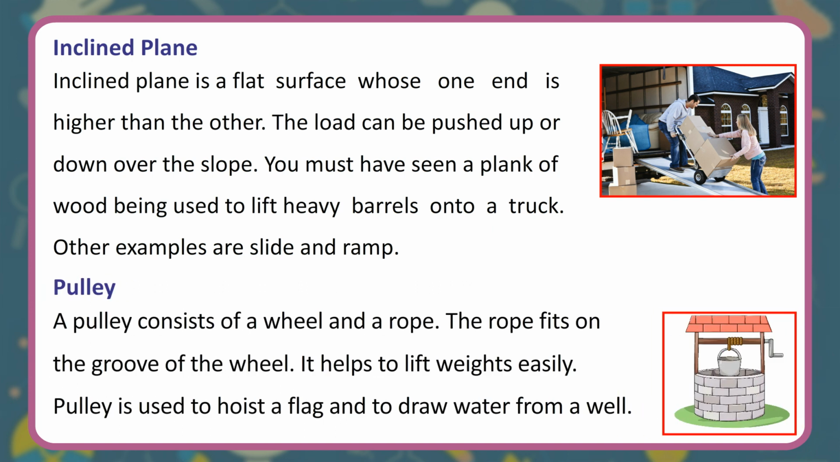Pulley. A pulley consists of a wheel and a rope. The rope fits on the groove of the wheel. It helps to lift weights easily. A pulley is used to hoist a flagon to draw water from a well.